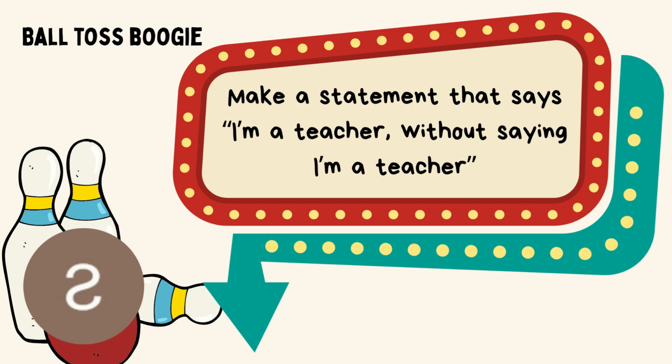So, how you facilitate ball toss boogie is someone starts with the ball. So, right now I have the ball in my hand. I'm going to kick us off. I'm going to make a statement that says, I'm a teacher without saying I'm a teacher. Then I toss the ball gently to another person in our circle, and it's their turn to make a statement. They, in turn, will pass that ball, toss it to another person in the circle.